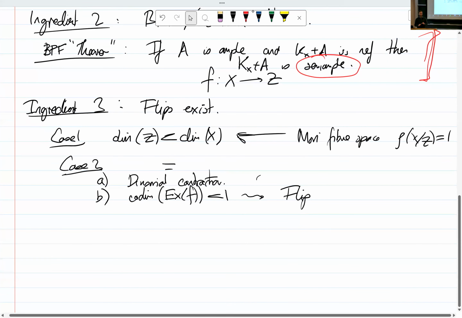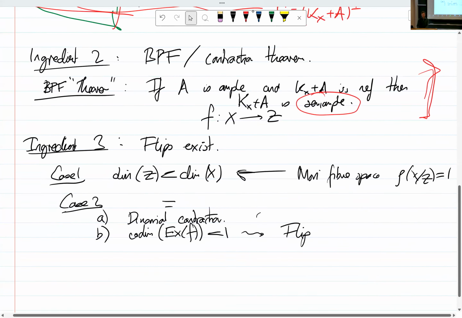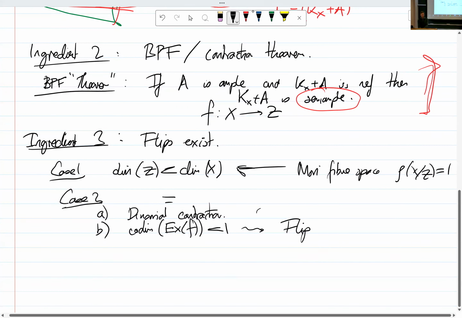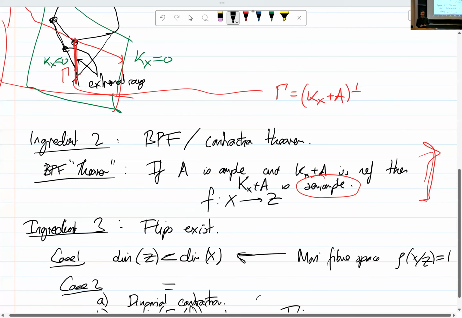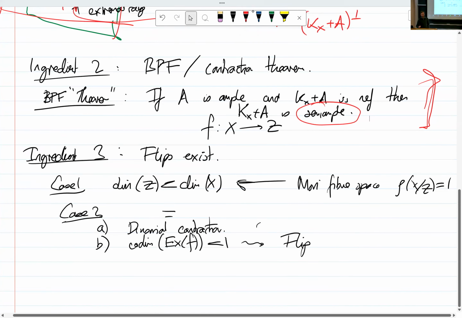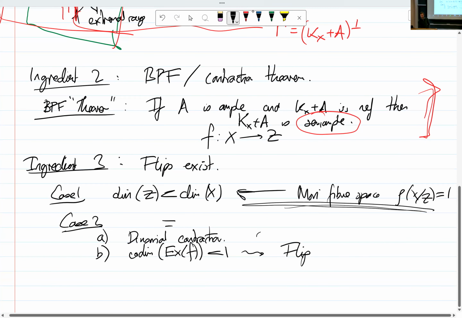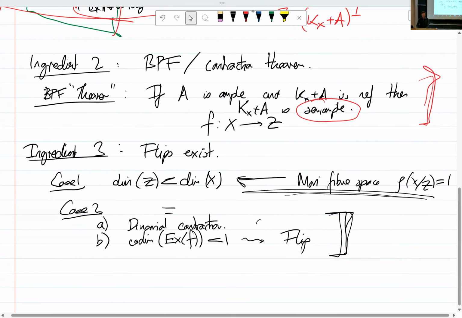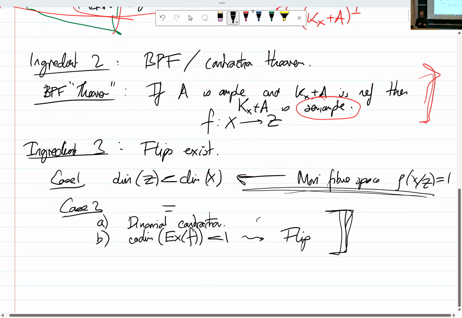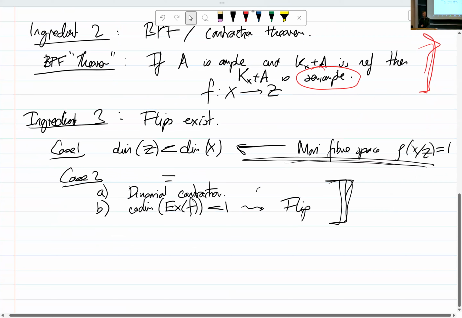So the MMP is this process I've described right here. You start off with your variety. You take a K_X-negative extremal ray. You do the contraction of it. You see which case you're in. If you get in this case, you say you're done. If you haven't, then you replace X with whatever you get out from this process, and then continue. And if that terminates, you'll end up with one of 2 things.